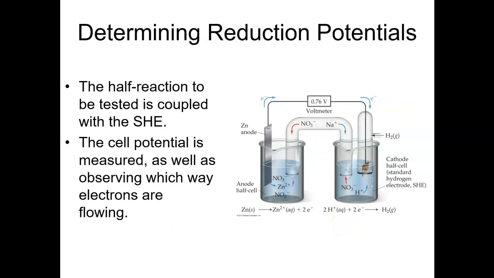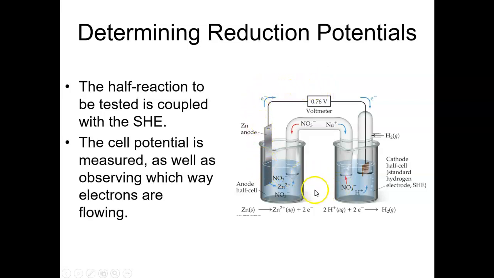And so what we do is we simply take this standard hydrogen electrode and we hook it up to the other half reaction whose potential we want to measure. And so here's an example with zinc. I simply take my standard hydrogen electrode and I hook it up in a cell with a zinc half reaction. And then I do two things. I look at what potential the meter is telling me that the cell has, and I'm looking for the direction that the electrons are flowing.